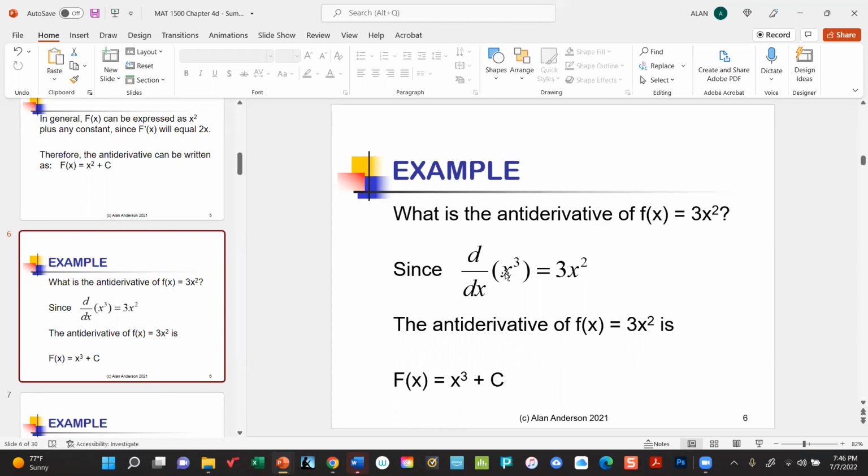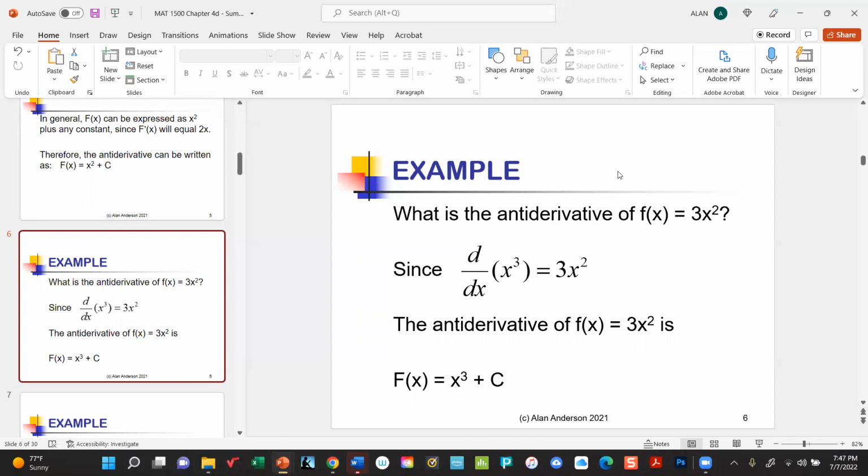So you might say, well, why did you choose x cubed? Well, because I've done this before and I've had practice, but we'll see pretty soon that there is a formal way of doing this. There's a series of rules that we can use to help us identify these antiderivatives. But for now, it's enough to note that because the derivative of x cubed is 3x squared, it stands to reason that the antiderivative is x cubed plus that constant that I mentioned.